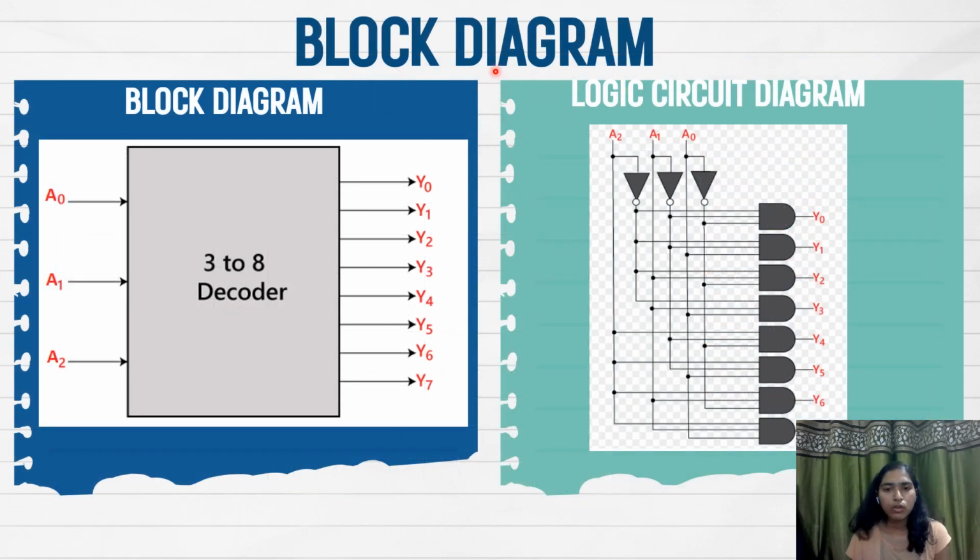This is the block diagram of 3 to 8 decoder. Here you can see inputs are given as A0, A1, A2, and Y0, Y1, Y2, Y3, Y4, Y5, Y6, and Y7 are the outputs. Any one of the outputs will be 1 based on the enable and the combination of the inputs. This is the logic circuit diagram of 3 to 8 decoder, which is made up of inputs A0, A1, A2, and outputs Y0 till Y7. We have included here the AND gates and NOR gates.